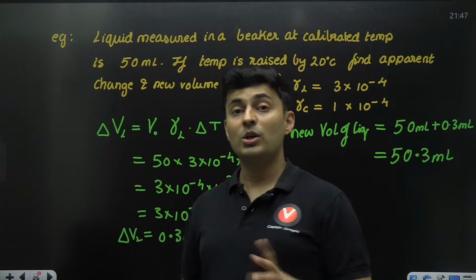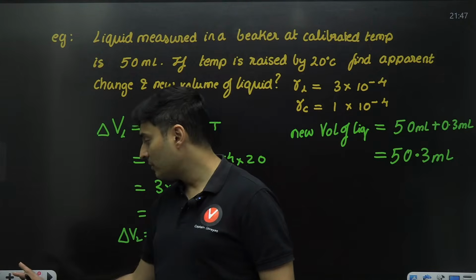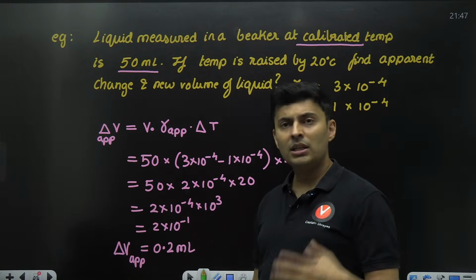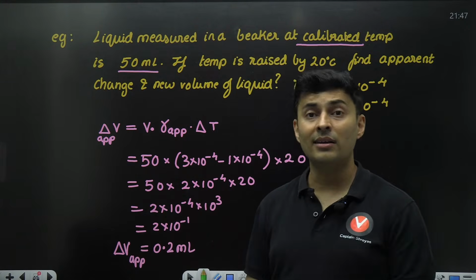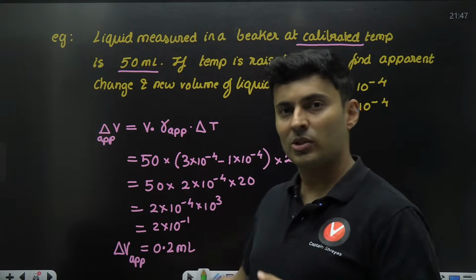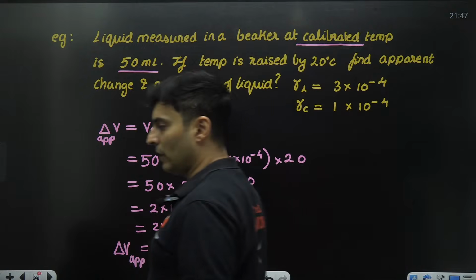But if you are performing the experiment inside the beaker, then you will feel that the volume has only changed by 0.2 ml, which is actually incorrect. So that is what this calculation is for.